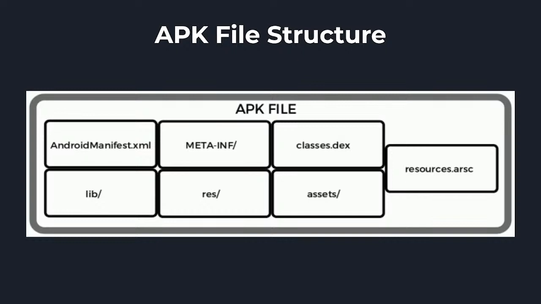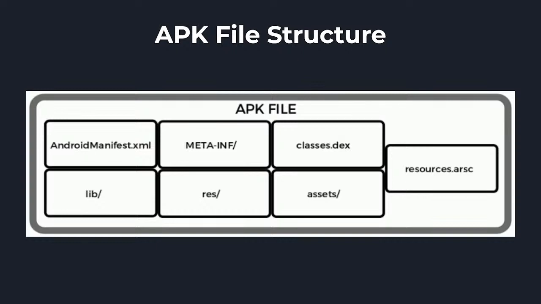Then this is the classes.dex file. We talked about it earlier in the compilation process. So it will contain the code in the DEX file format. Then we have the lib directory. It will contain the native libraries that are used by the APK.